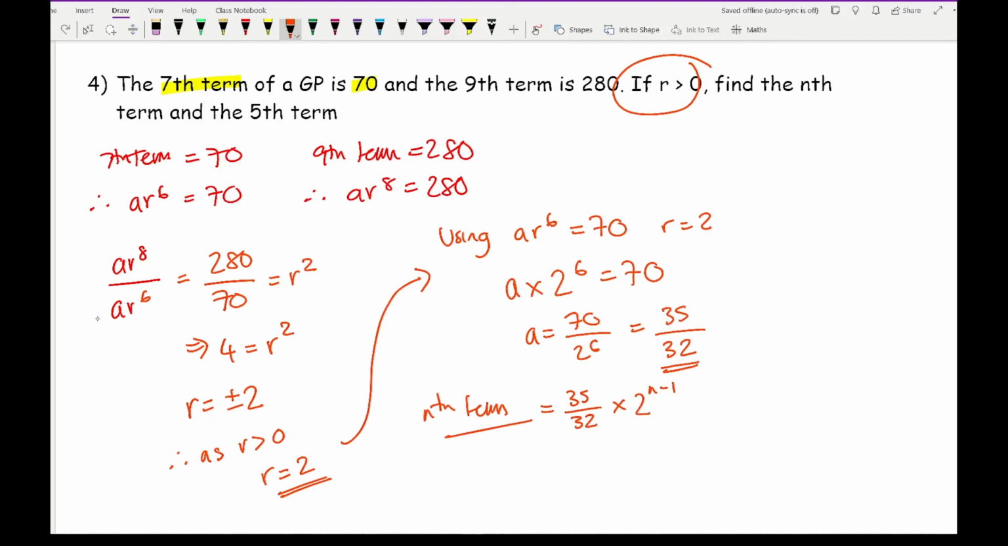Now that's the first part, the next part asks me to work out what the 5th term is. So the 5th term is going to be 35 over 32 times 2 to the power of 4. And if I just simply type that into my calculator, 35 over 32 times 2 to the power of 4, that gives me 35 over 2, or 17.5. And there we go.